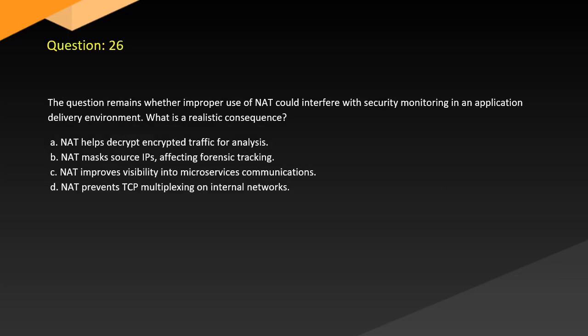Question 26. The question remains whether improper use of NAT could interfere with security monitoring in an application delivery environment. What is a realistic consequence? A. NAT helps decrypt encrypted traffic for analysis. B. NAT masks source IPs, affecting forensic tracking. C. NAT improves visibility into microservices communications. D. NAT prevents TCP multiplexing on internal networks.